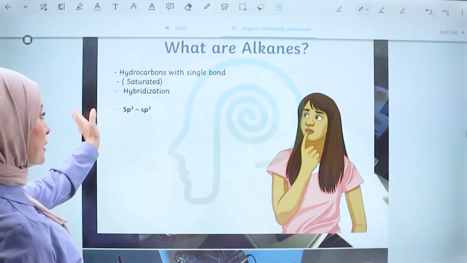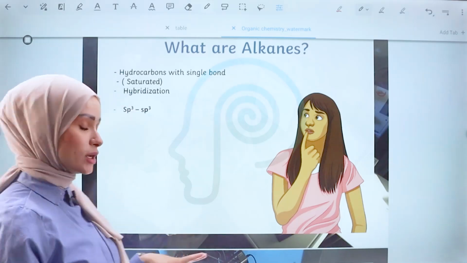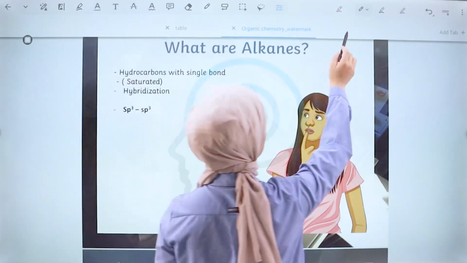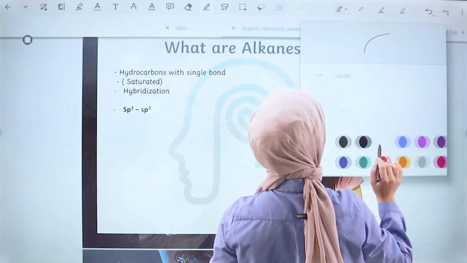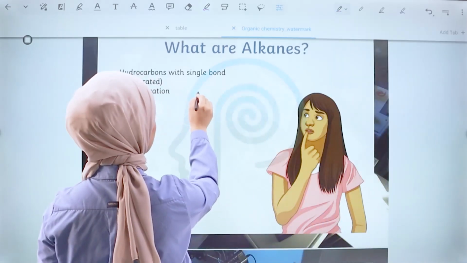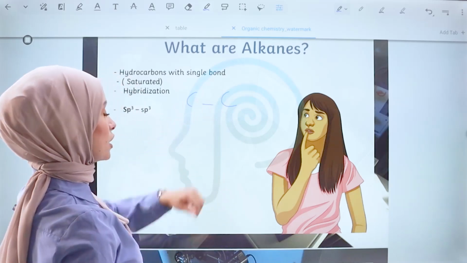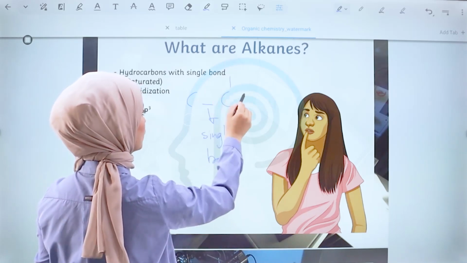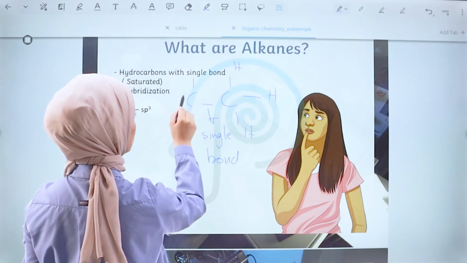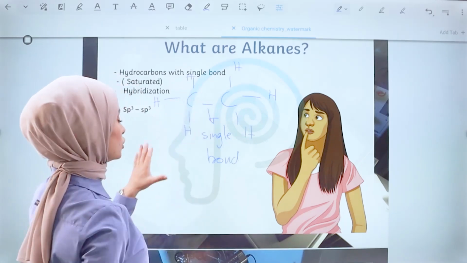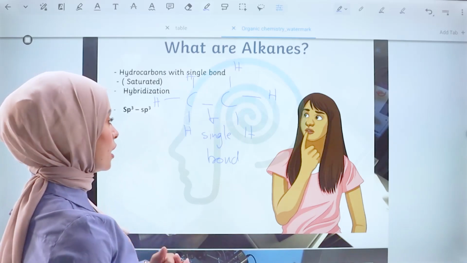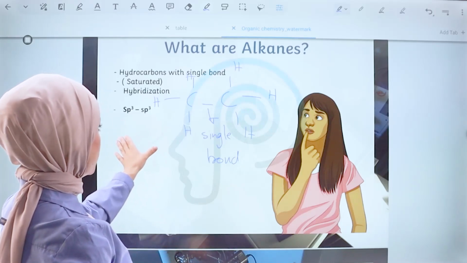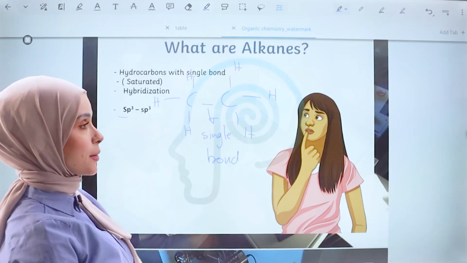What are alkanes? Alkanes are hydrocarbons with single bonds. They are all saturated. We don't have a double bond between two carbon atoms. For example, I have carbon, and the bond between the carbon and carbon is a single bond. For sure you have 3 hydrogens here and 3 hydrogens here. Now this is called a saturated hydrocarbon, which is an alkane. All the bonds between the carbons are single bonds. So the hybridization between the carbon and carbon is sp3 to sp3 for the alkanes.